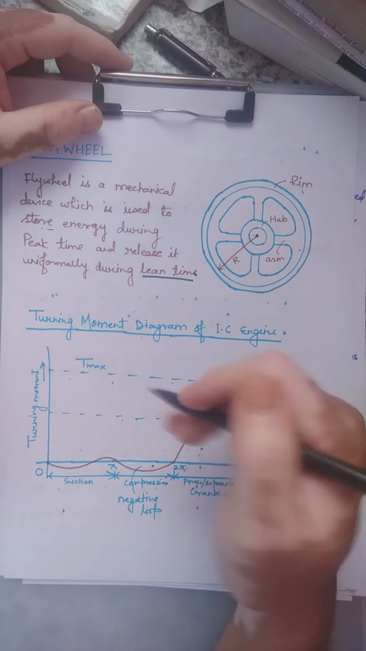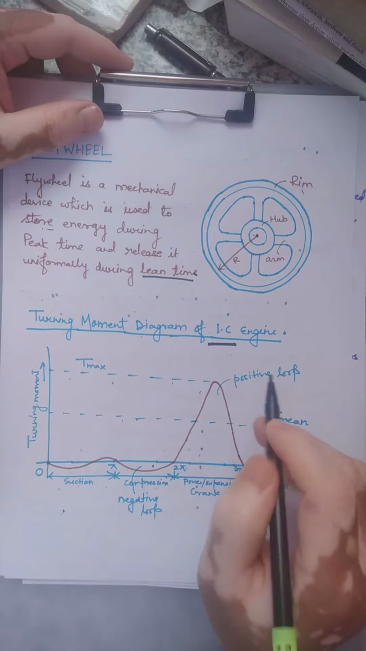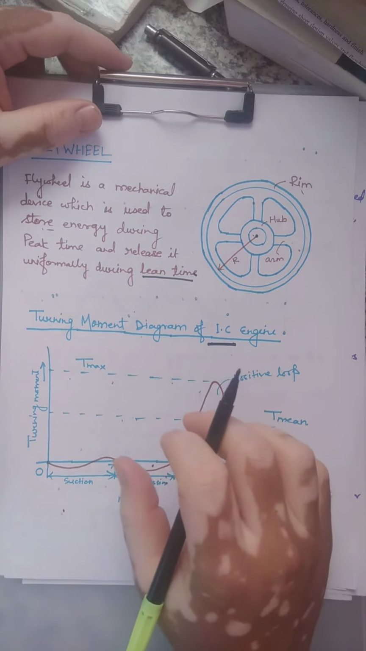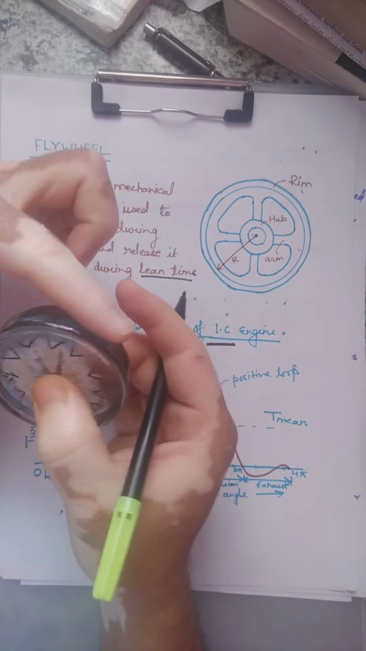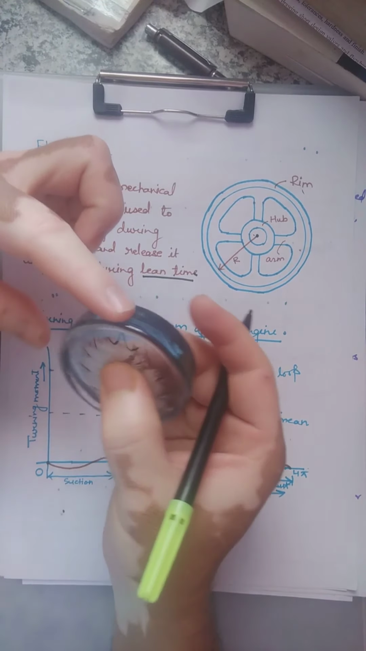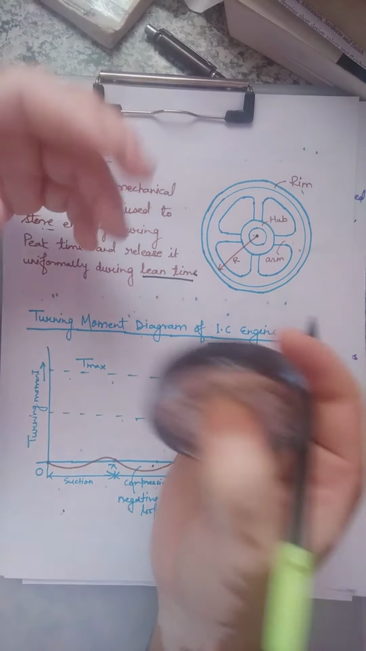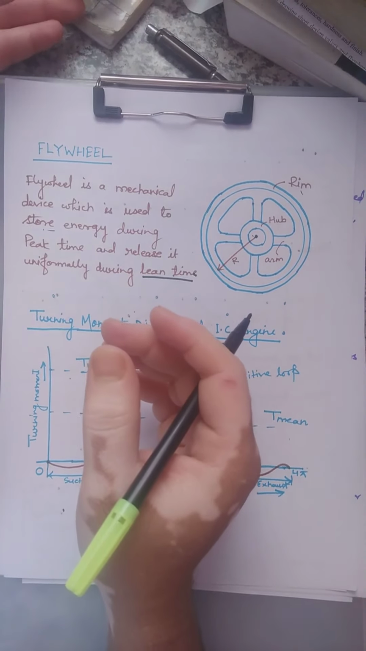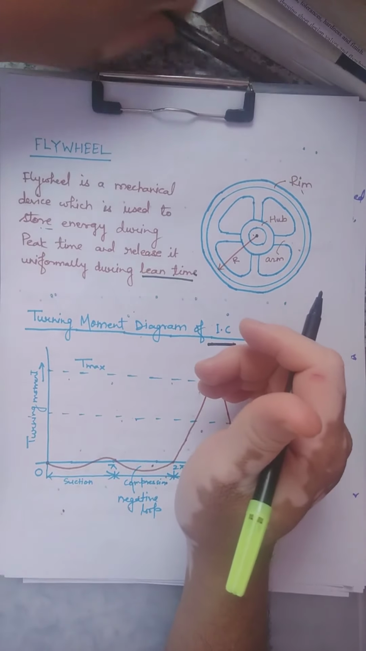Now flywheel is used in IC engine, most importantly IC engine. When we use flywheel in an IC engine, why do we use it? We look at this through turning moment diagrams, because the turning moment diagram is very important. The IC engine gives power to the crankshaft and the crankshaft starts rotating, and the flywheel is attached to the crankshaft. So that's why the turning moment diagram is very important to understand the working of flywheel.